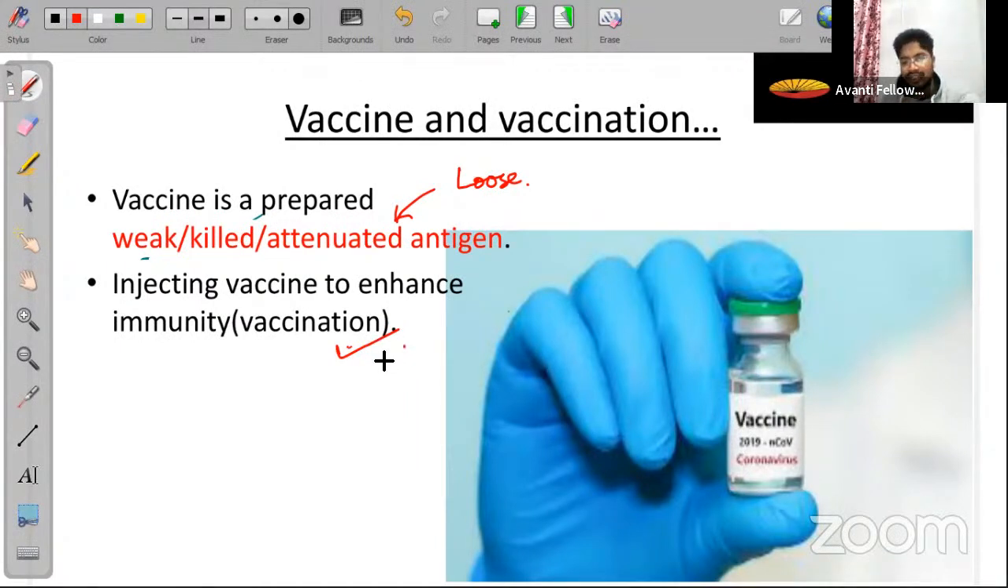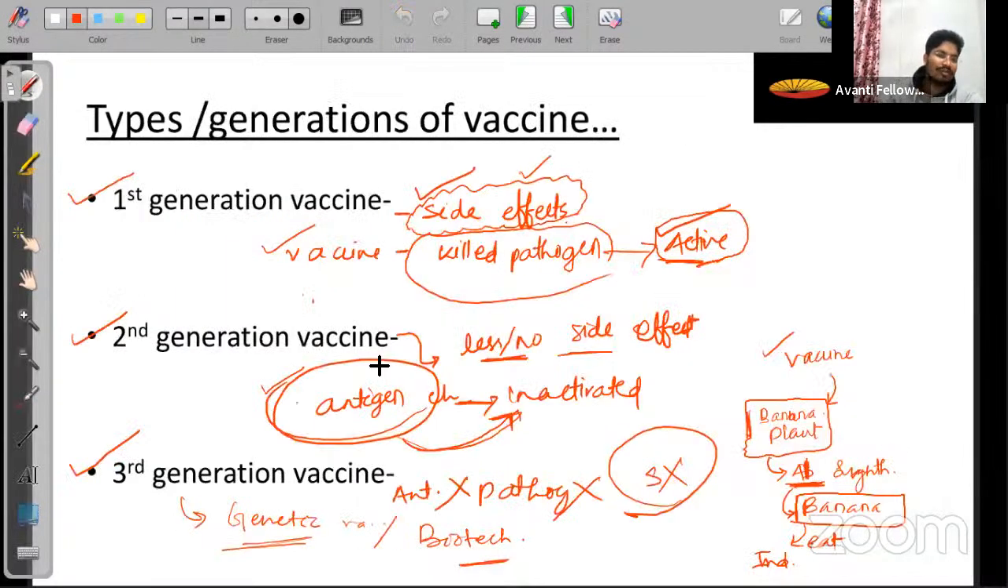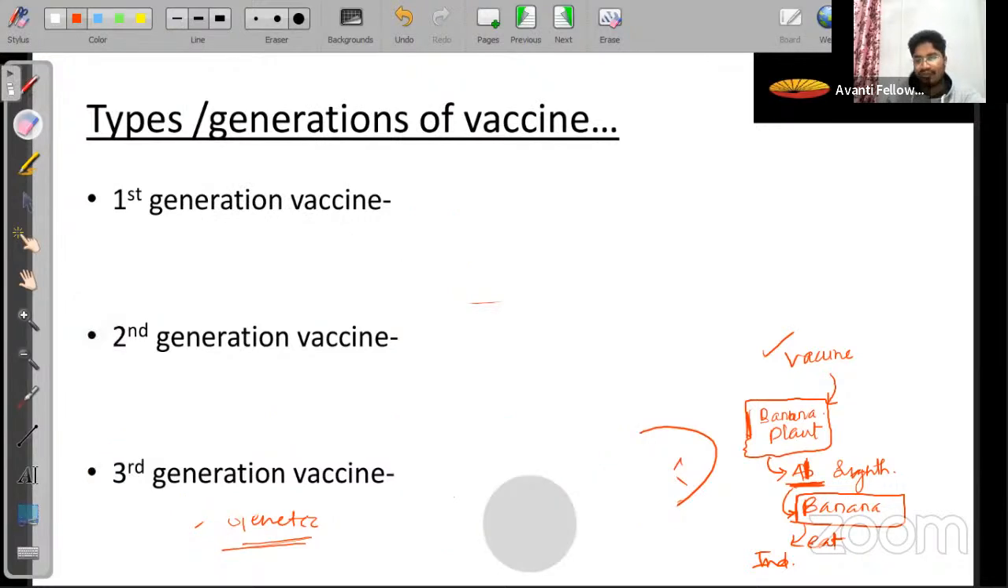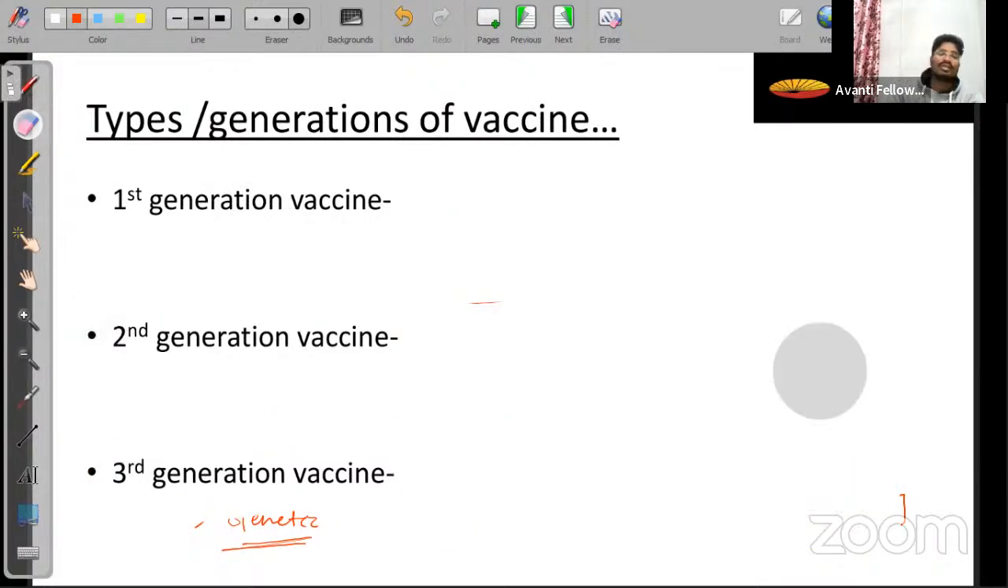Right? I'm moving to the next slide now. In that next slide, we'll be talking about different types of vaccine: first generation of vaccine, second generation of vaccine, and third generation of vaccine. Questions are regularly asked from here in general.